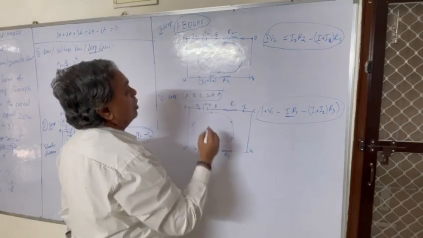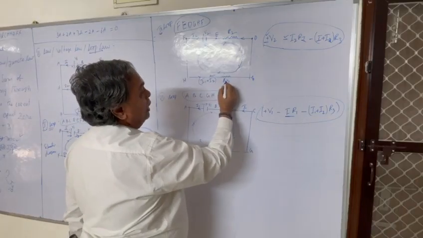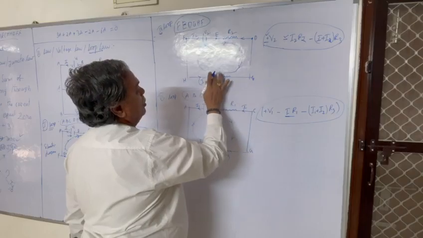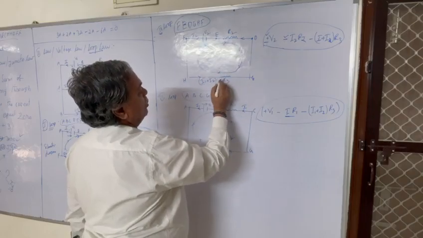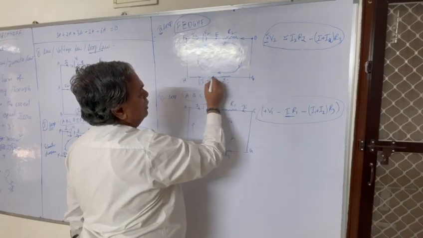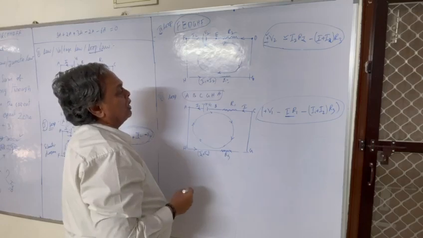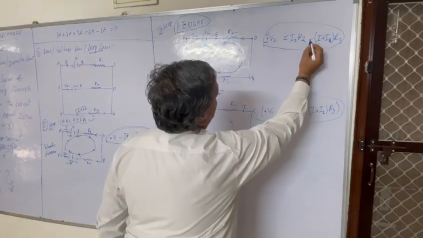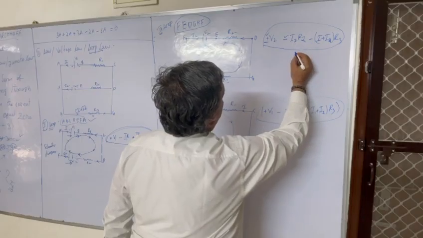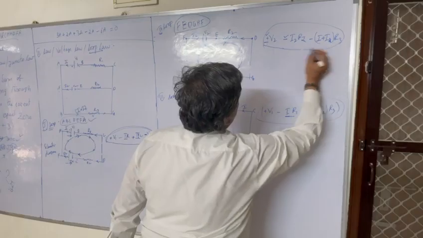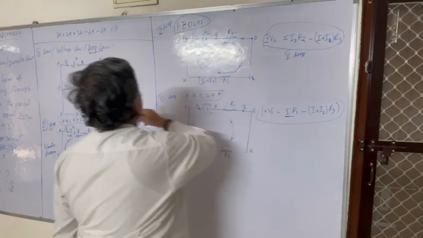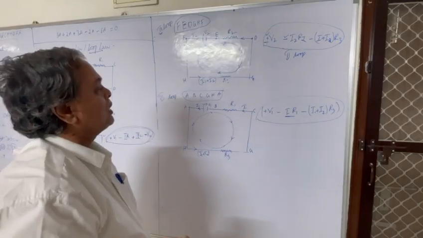Next is the third element, here (I1 plus I2) into R3. The loop direction goes in this way, and the current flows in this way. Here also the direction is opposite, that's why I have given minus. This is the second loop in this figure of the textbook.